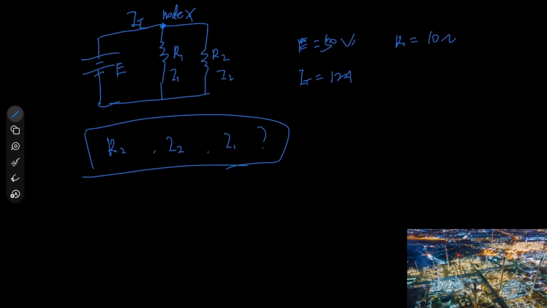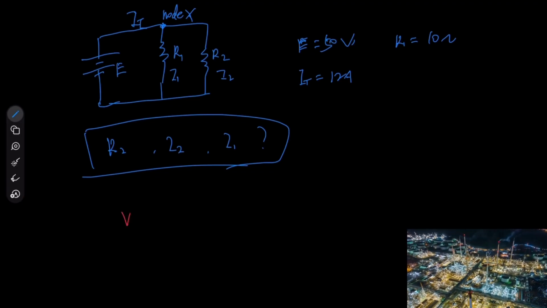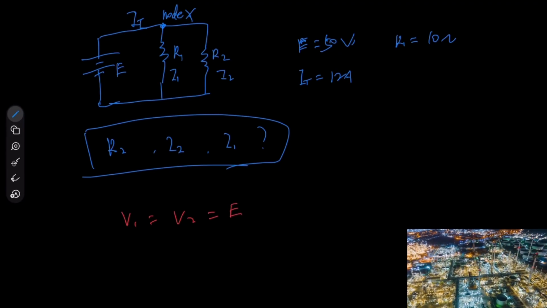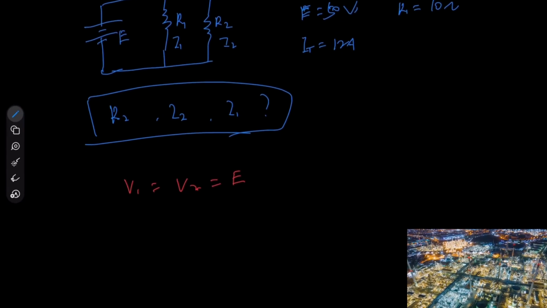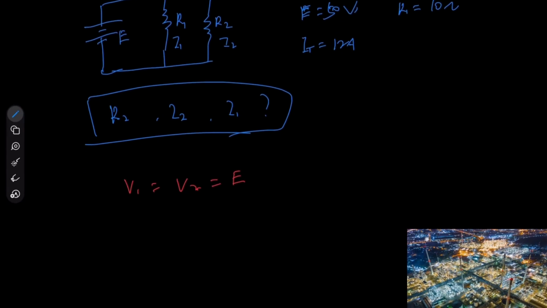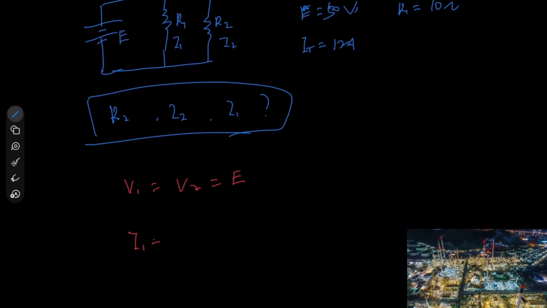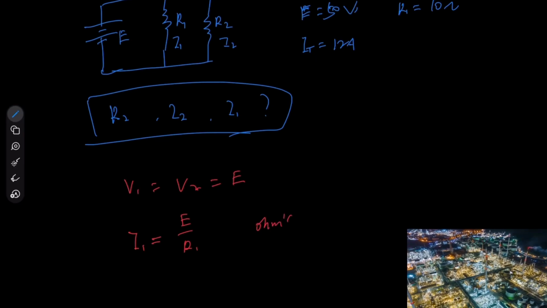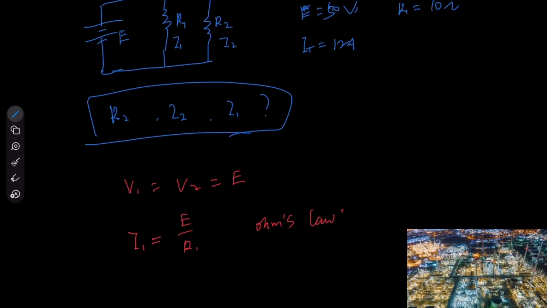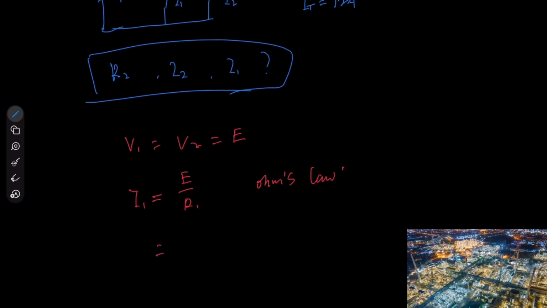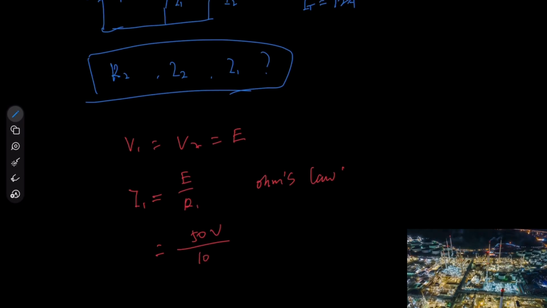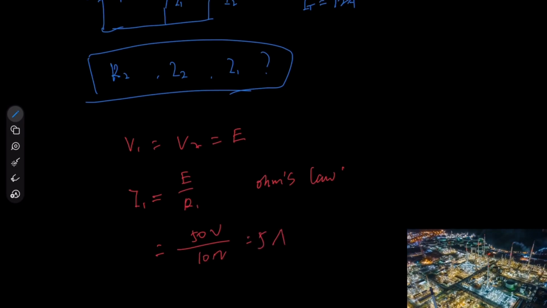Okay, so we have parallel circuits. The voltage for R1 equal to the voltage for R2 equal to the total power E, or total voltage E. So I1 will equal E divided by R1. This is Ohm's law. Which will give us 50 volts divided by R1, which is 10 ohms. That's 5 amps.